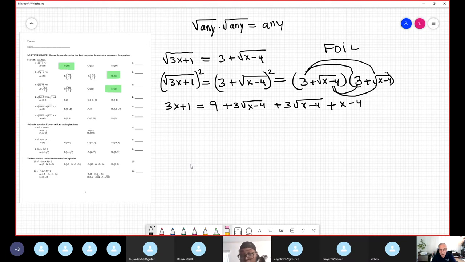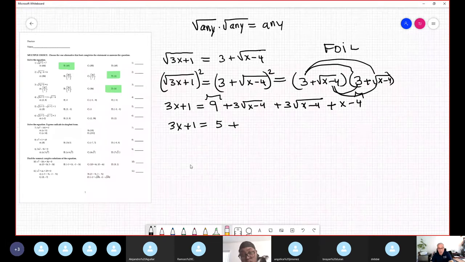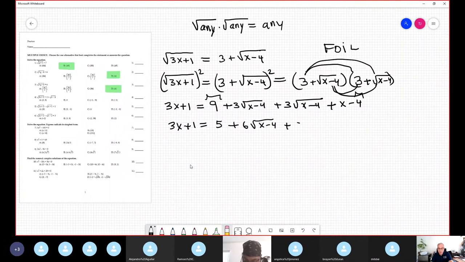Okay, and that's it. Now we continue manipulation. For example, 3x plus 1. There is no reason to have separately this 9 and this 4. We combine later. This is 5, because 9 minus 4 is 5. And 3 plus 3, remember how we combine. We can combine the coefficients in front when it's the same expression inside the radical. 3 plus 3 is 6. 6 radical x minus 4. And don't forget plus x. I put this and this together, condensing: 9 minus 4 is 5, 3 plus 3 is 6, and this x is just brought down.